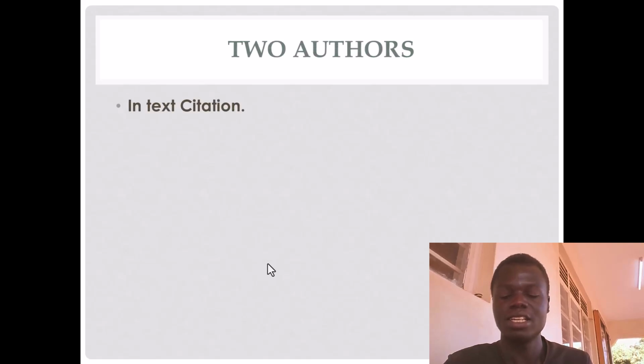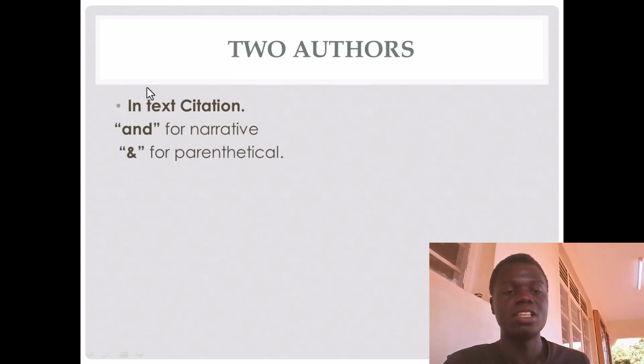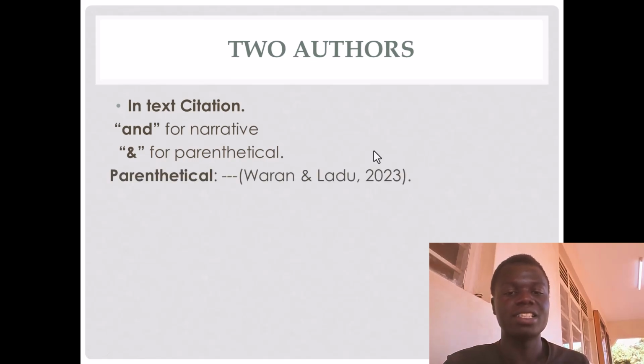In citation of two authors, this is what we are going to do. In in-text citation, you need to add the word "and" for narrative when you are using it in the middle of the text, or the ampersand sign for parenthetical when using it after the text. So let us look at the parenthetical part. After writing your text, you bring the names of the authors last. These are the authors' last names, separated by an ampersand because there are two authors, and then the year of publication of the journal or article.